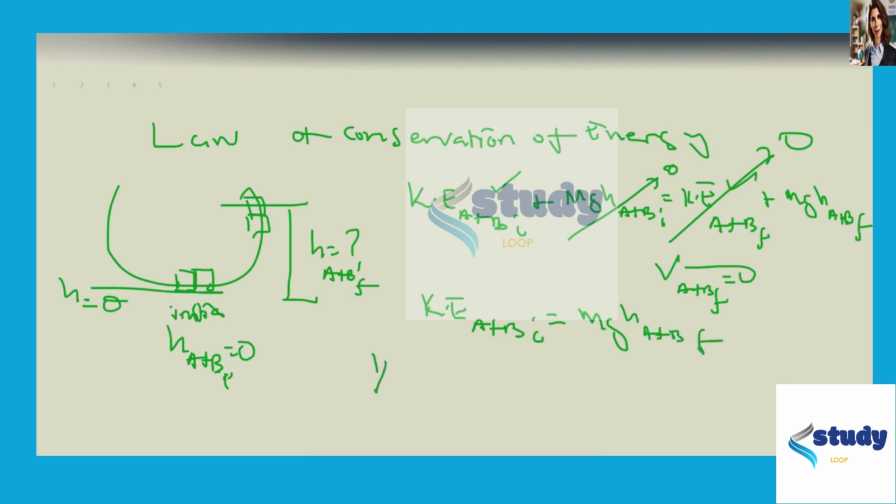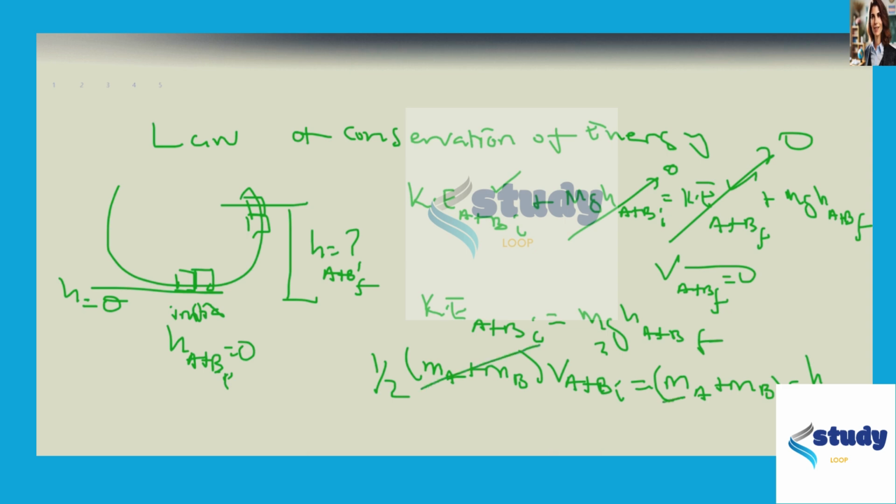The initial kinetic energy is 1/2 (m_A + m_B) times v_{A+B}, that's the combined initial velocity, squared, equals the mass of A plus mass of B, and then g, and also the final height of A and B, like that. Okay, so we're getting close to solving the problem.